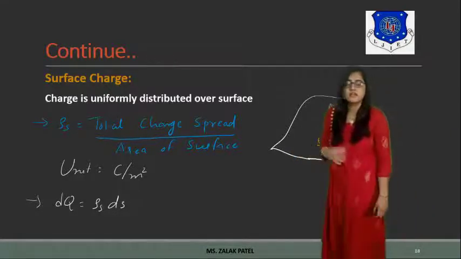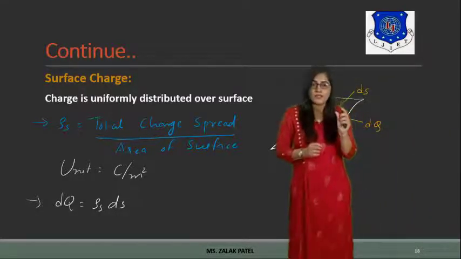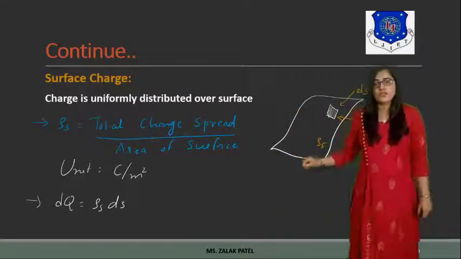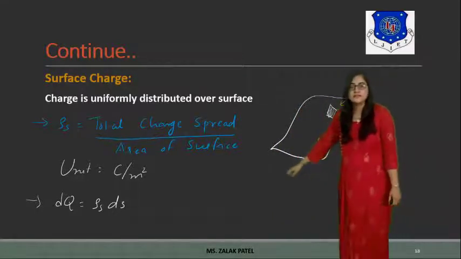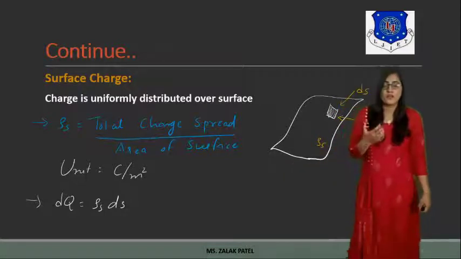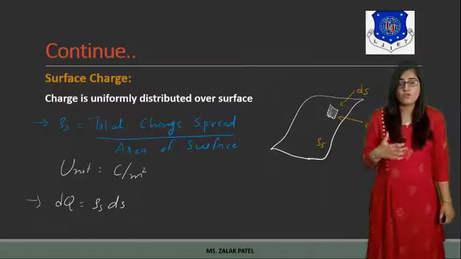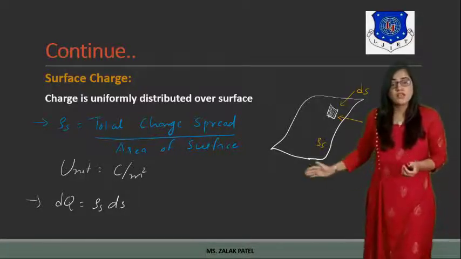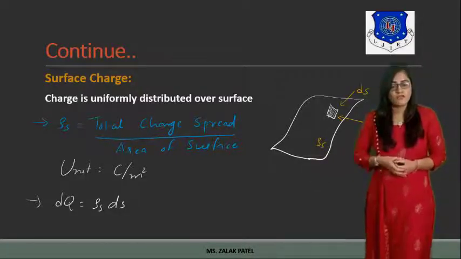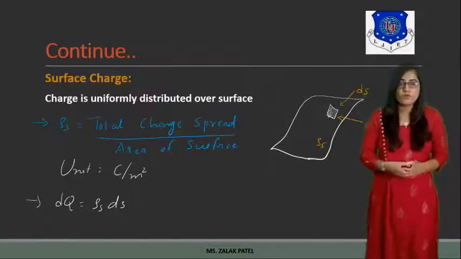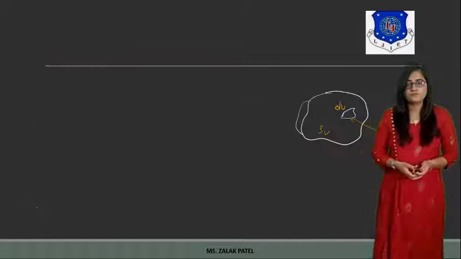Here in this case, the small partition of the charge will be given like dq, so dq is equal to rho s ds. This is the case when we have to find the charge on the small partition. But if we want to find the total charge, then we have to do the integration of the above equation, meaning q is equal to the integration of rho s ds.